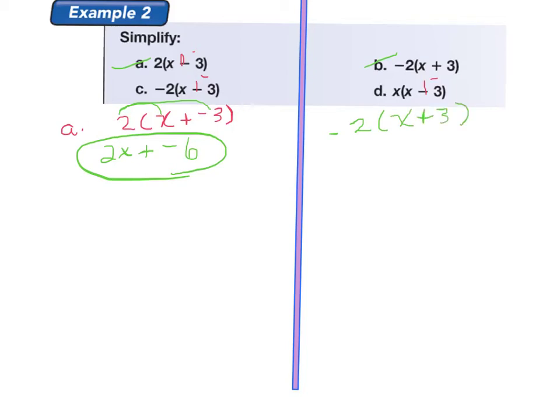Okay, now we'll go ahead and use distributive property. Negative 2 times x is a negative 2x plus negative 2 times 3 is a negative 6. And that is the answer to B. We're just simplifying. We're not actually finding a numerical answer.